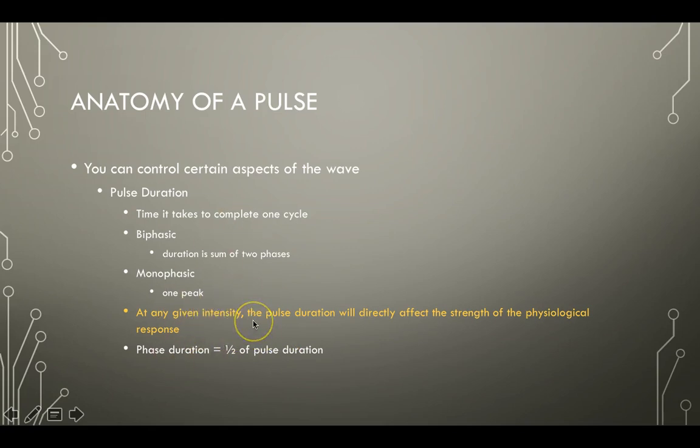Duration is really important because as we start manipulating these waves to get certain energy, at any given intensity, the pulse duration will directly affect the physiological response. So if we lengthen or shorten that pulse duration, we're going to get a different response, potentially even a different nerve that we can target.